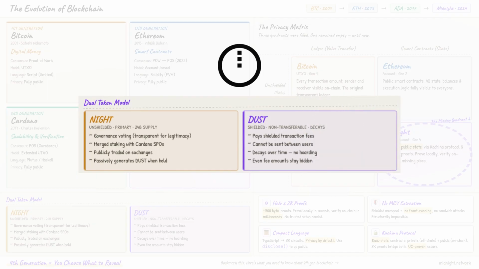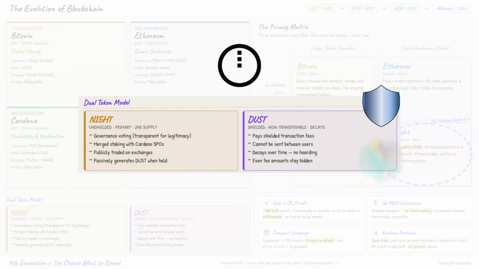Now, let's talk about something clever. Midnight's dual token model, Night and Dust. Night is the primary token, total supply 24 billion. It's unshielded, and it's what you would expect from a primary blockchain token. But here's the twist. Holding Night passively generates Dust. Dust is the second token, and it's completely different from anything you have ever seen before in other blockchains.